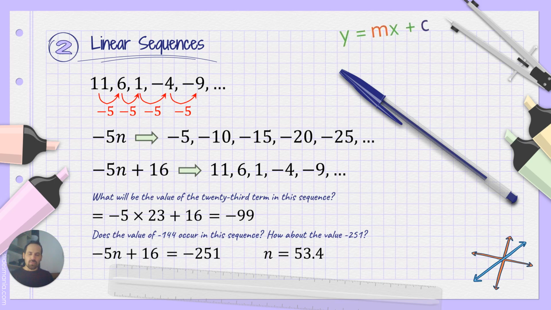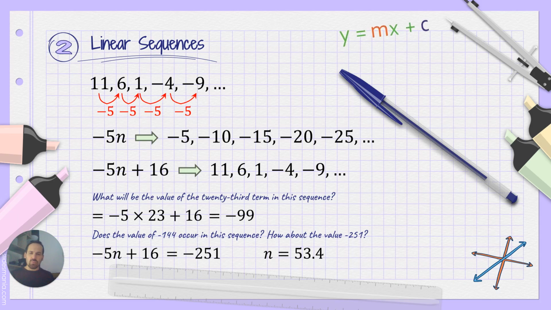And so this implies that no, there is no term that will be minus 251. You've got something that maybe goes to minus 248 and then it skips to minus 253 and continues like that. It skips over that value. So that's how we would prove something like that.